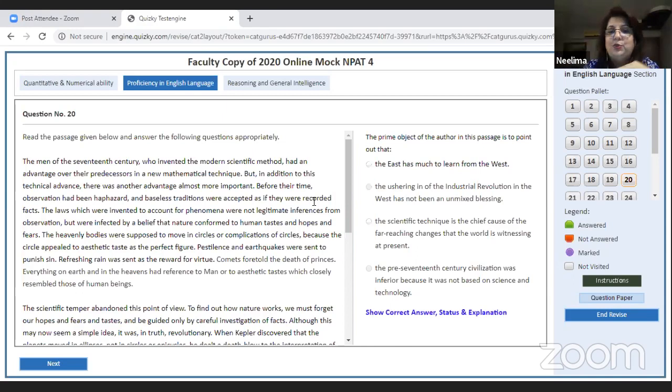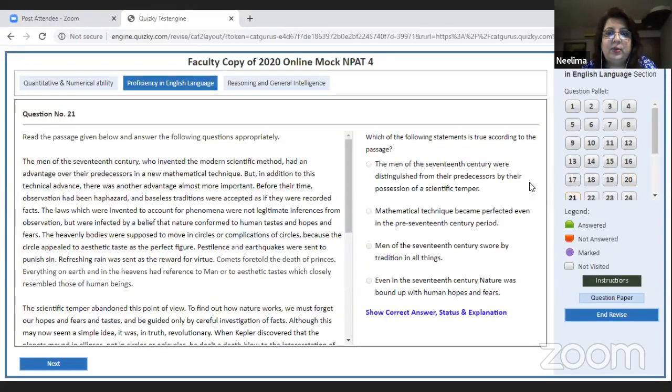Mind you, questions, not the options, only the question stems. Like here, the stem in the 20th question is, the prime object of the author is. When I say prime object, primary purpose, central idea, essence, that means it requires the knowledge of the entire passage. So here there's no option but to read completely.